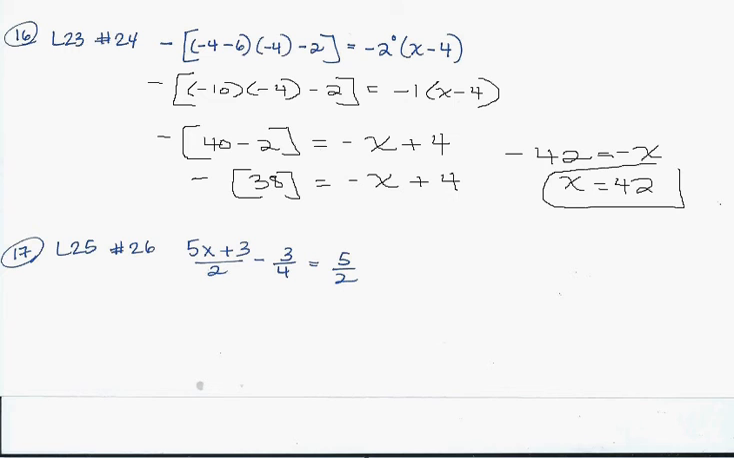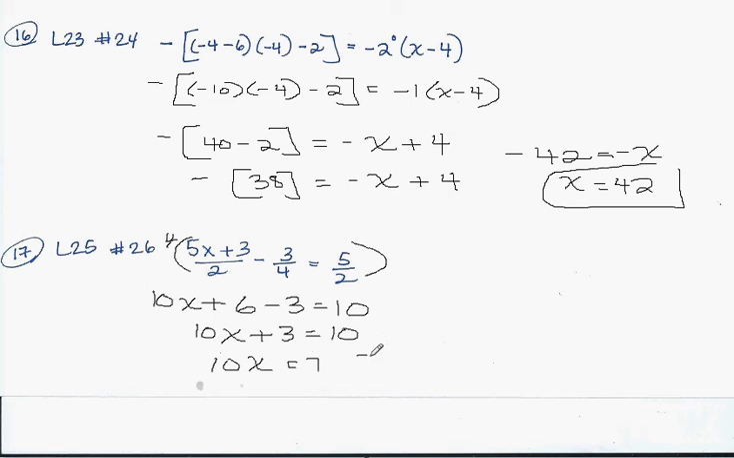Okay, all is good. Okay, let's go on to this next one. The same thing, find the common denominator, which is going to be 4, multiply everything by 4. So this one, 2 goes into 4 2 times, so it's going to leave us with a 2. So 2 times 5x is 10x, 2 times 3 is 6, minus 4 goes into 4 1 time, so it's just going to be 3. 2 goes into 4 2 times, 2 times 5 is 10. So we get 10x plus 3 equals 10. 10x equals 7. X equals 7/10.